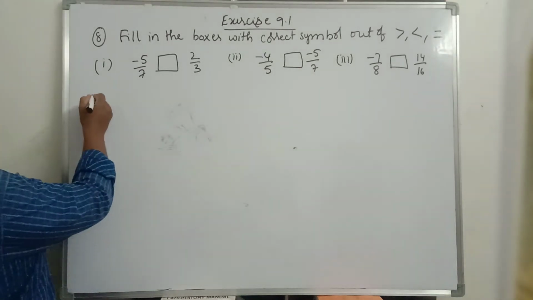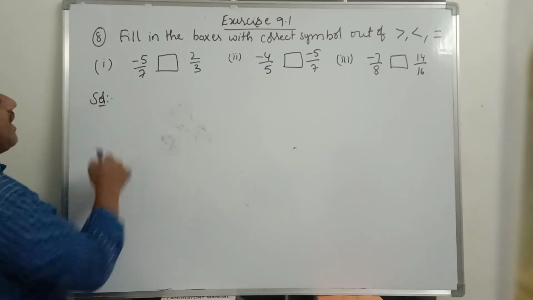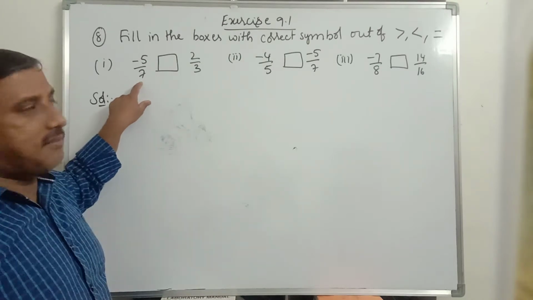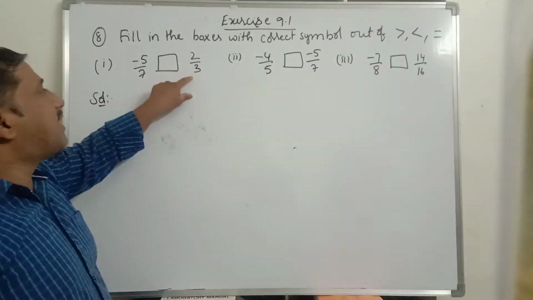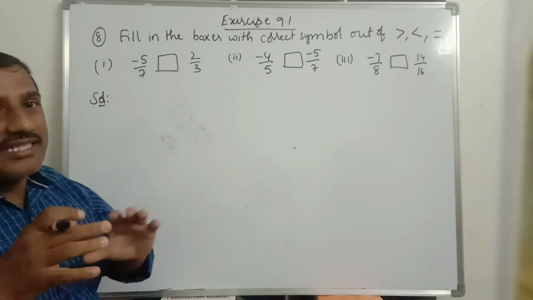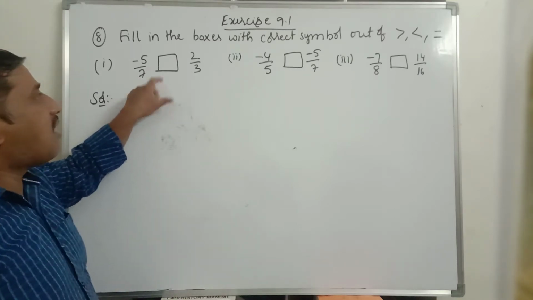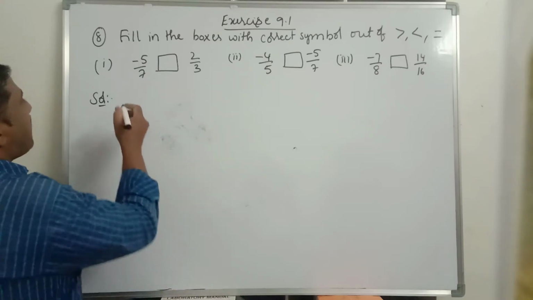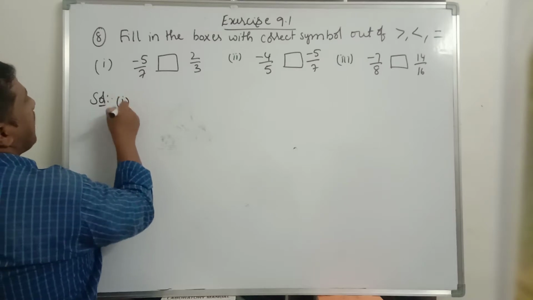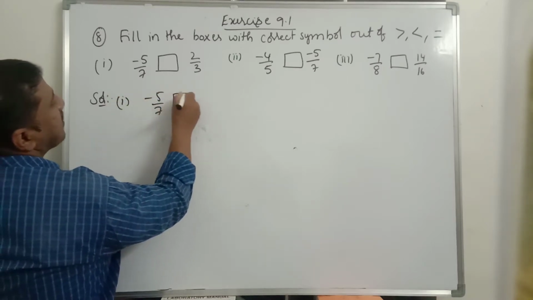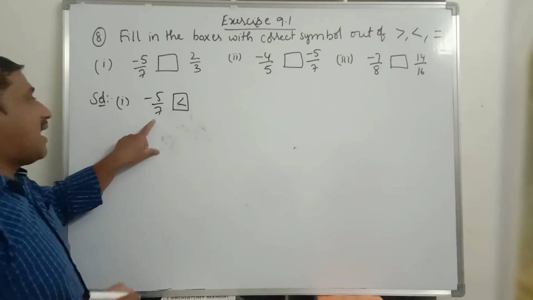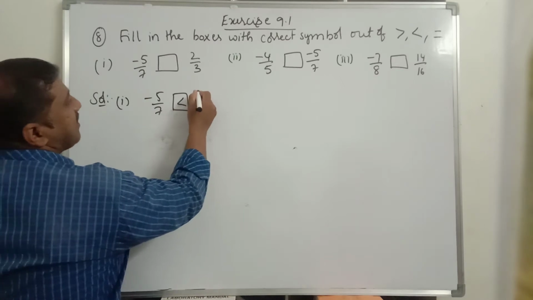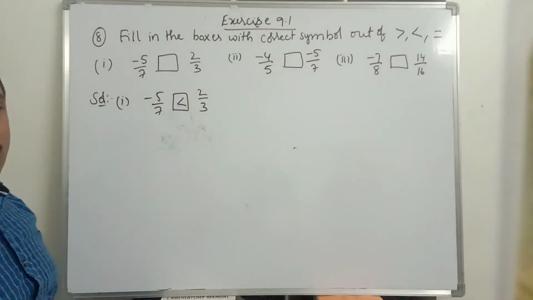In the first question, minus 5 by 7 box 2 by 3. Minus 5 by 7 is a negative rational number. 2 by 3 is a positive rational number. Just now I said negative rational numbers are always less than positive rational numbers. So what sign will we keep here? Minus 5 by 7 box, it is less than. Why? Negative rational numbers are less than positive rational numbers. Minus 5 by 7 is less than 2 by 3.